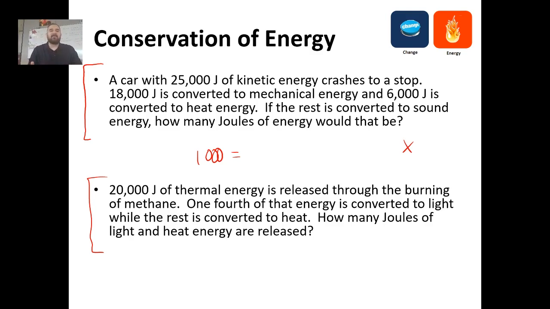The next one is the same thing, except now they're using percentages. So 20,000 joules of thermal energy is released through burning of methane. 1/4 of that energy is converted to light, while the rest is converted to heat.